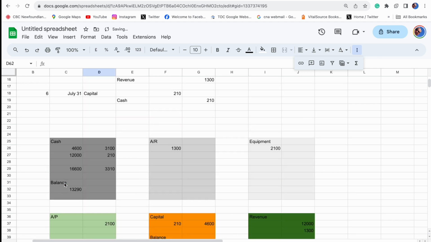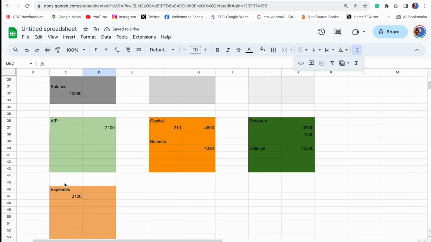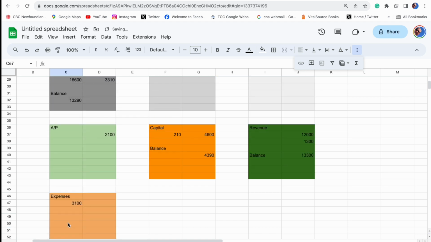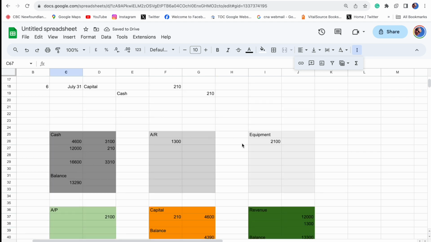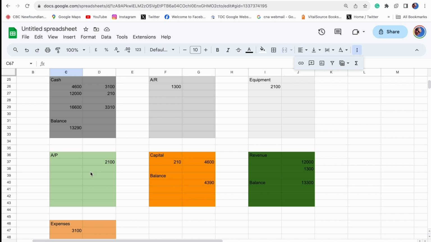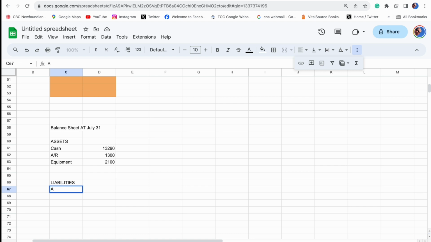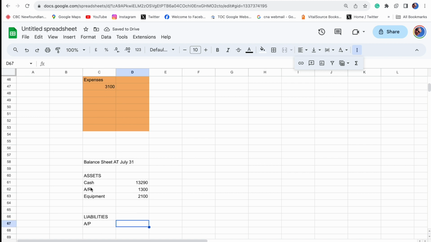The accounts receivable balance was 1,300, and equipment was 2,100. Okay, and then if we look at our liabilities, what are the liability accounts here? These are the ones where money is owed to people, and the liability account is accounts payable. We look at the balance in the accounts payable account, and it is $2,100 credit.